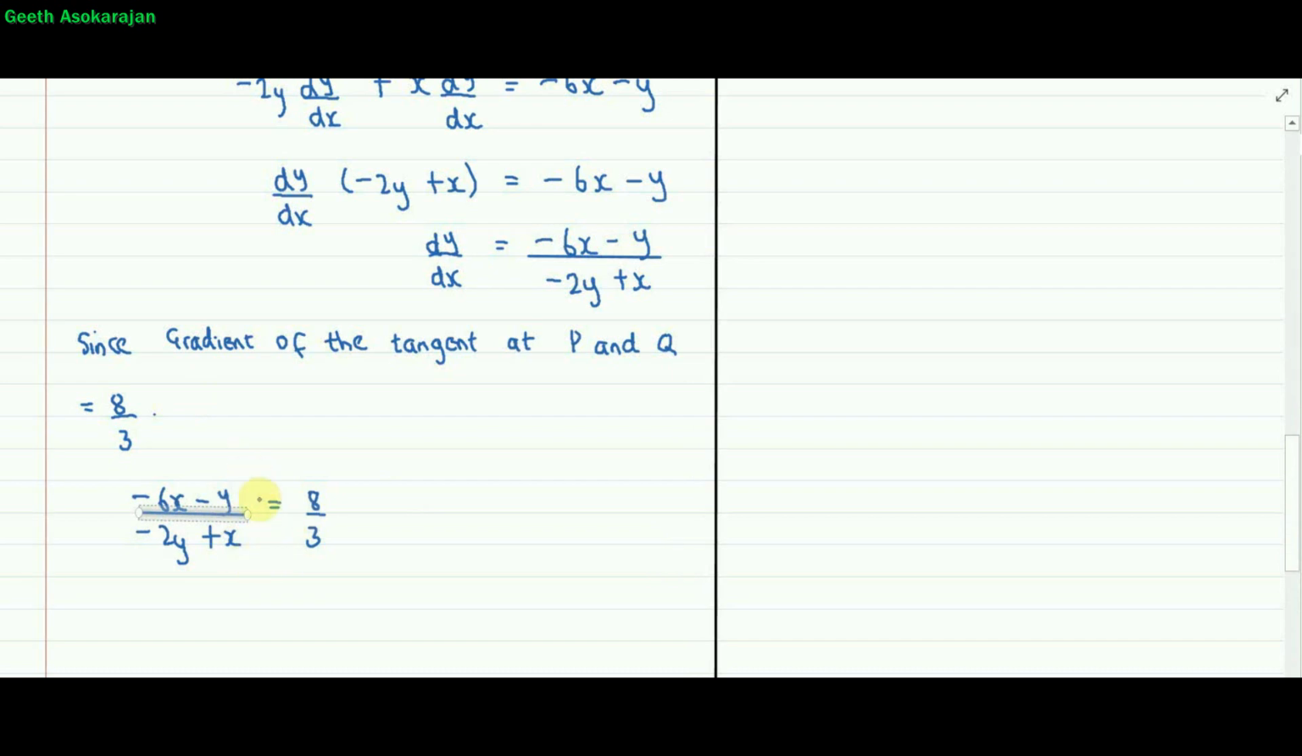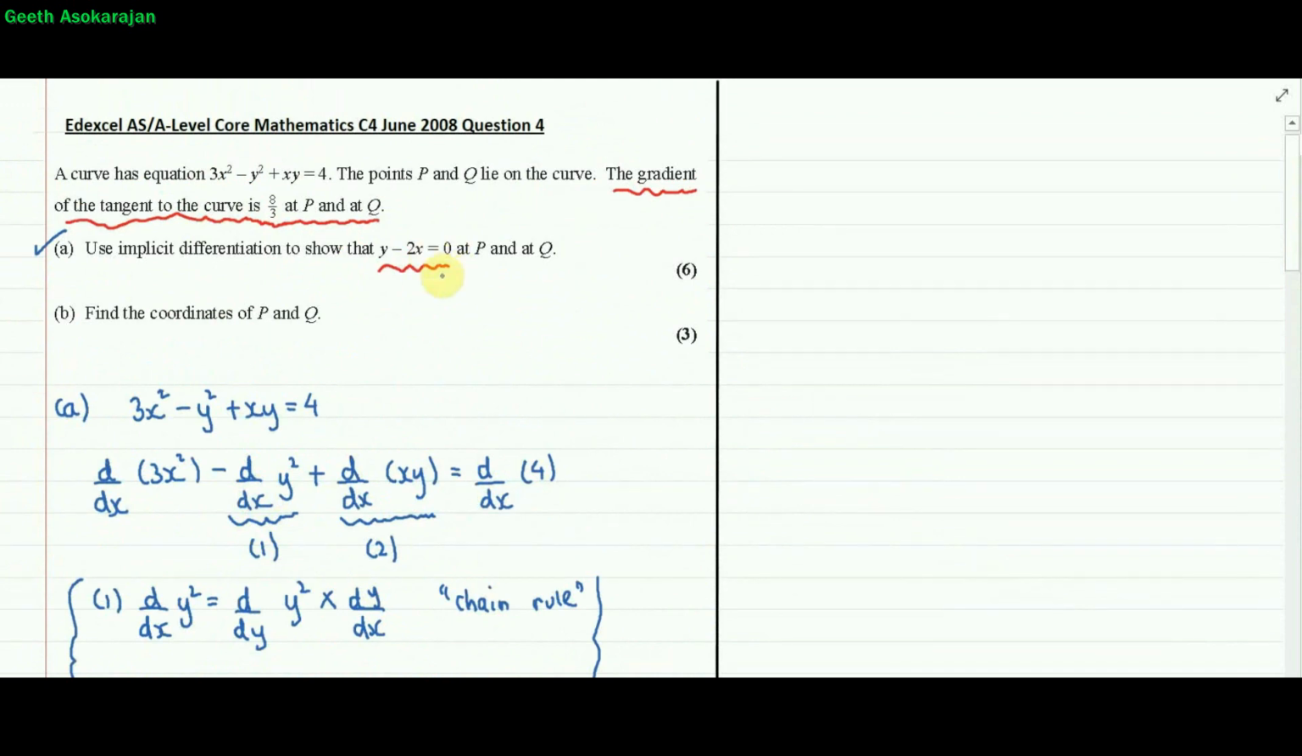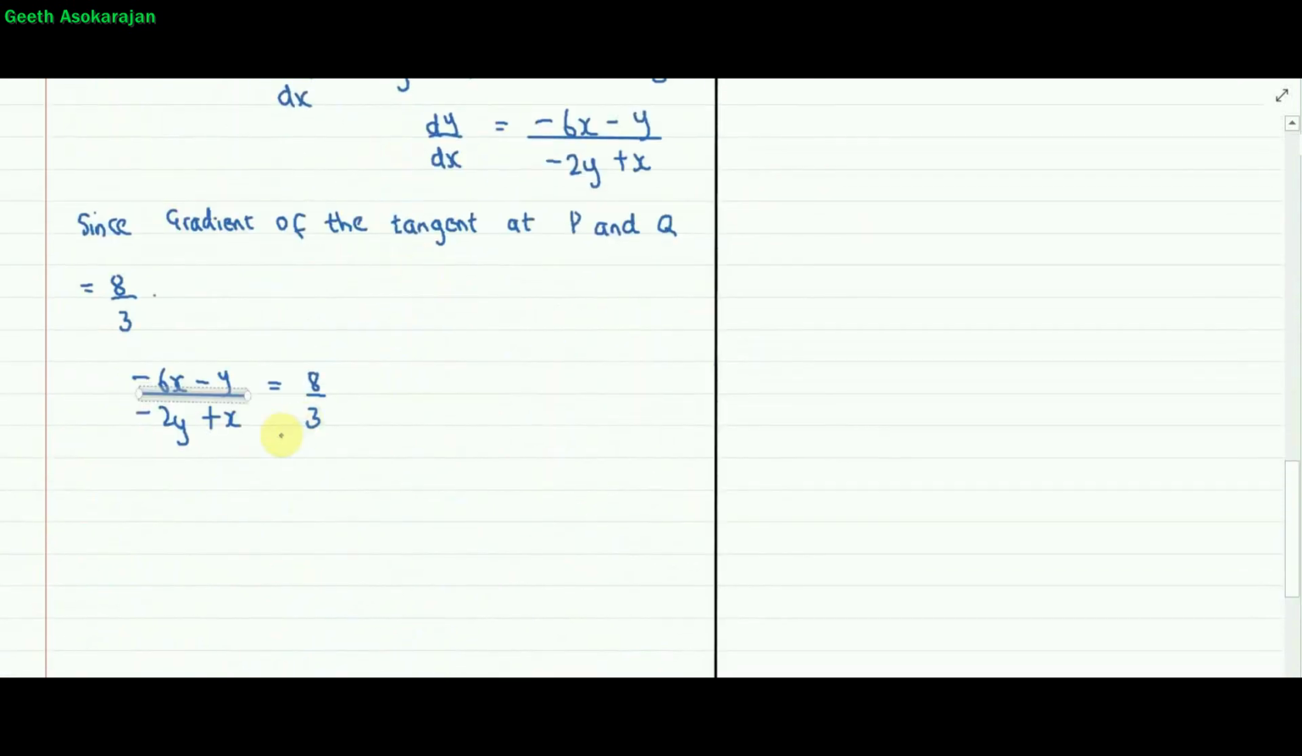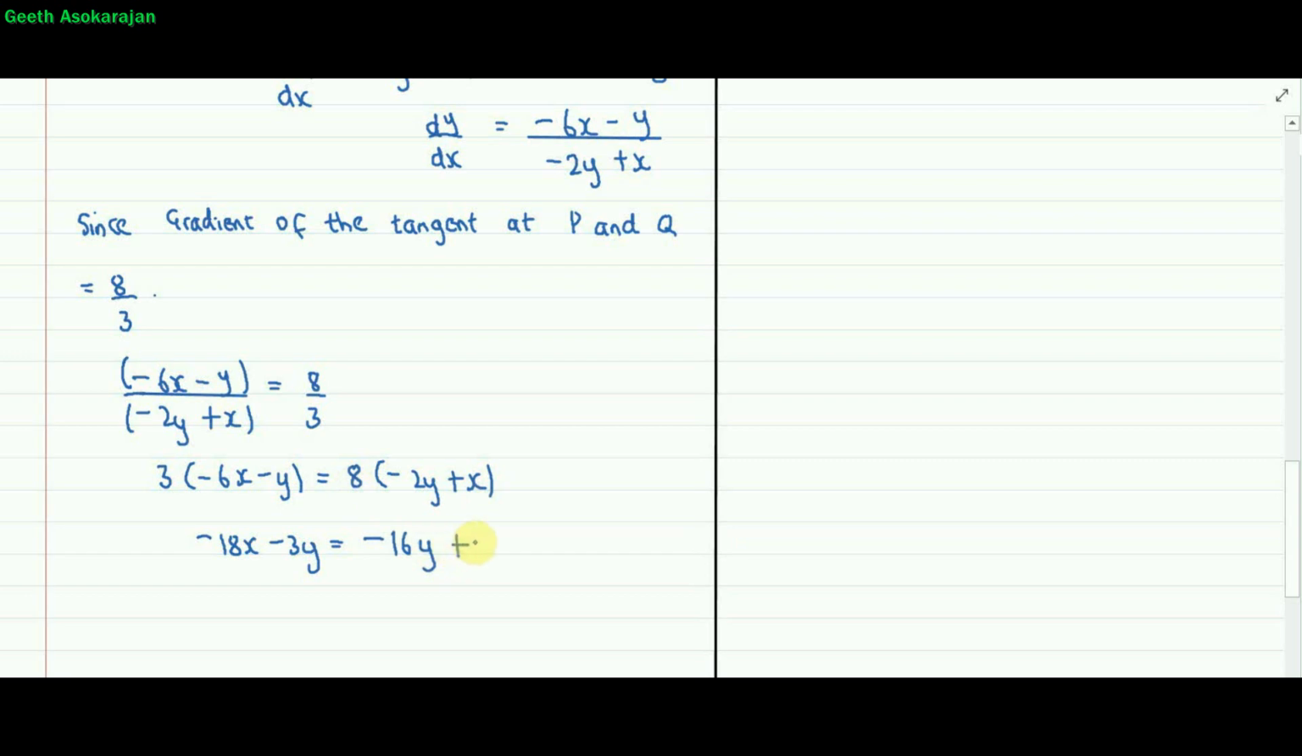And by rearranging this equation, let's hope that we're going to get to what we need to show, which is y minus 2x equals 0. So let's do some rearranging here. So if I keep these terms on the top and on the bottom in a bracket, and if I cross multiply, through cross multiplication, I'll have 3 into minus 6x minus y, that is equal to 8 into minus 2y plus x. If we get rid of the brackets, 3 into minus 6x is minus 18x. 3 into minus y is minus 3y. That is equal to 8 into minus 2y is minus 16y. 8 into plus x is plus 8x.